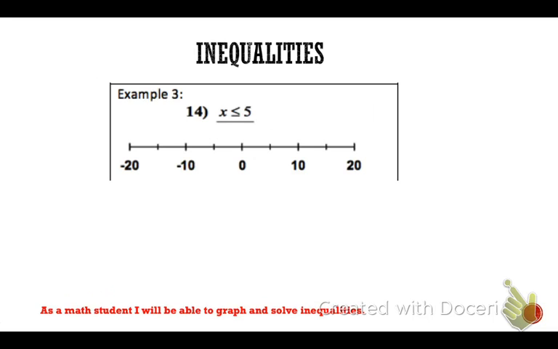Example 3. X is less than or equal to 5. So I have to look at this number line. It's a little bit different, but it looks like 10, 20, and negative 10, negative 20. So each little mark is going to be 5. So here's my 5, and now I need to know, is it open or closed? It's closed because it has that equal part right there. And then which direction does my arrow go? That way, to the left. So any of these values to the left.